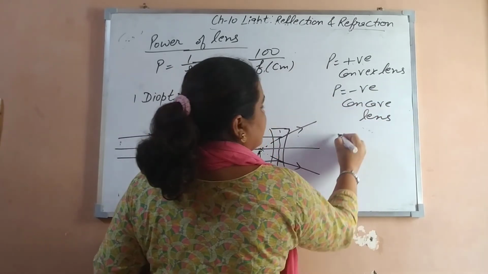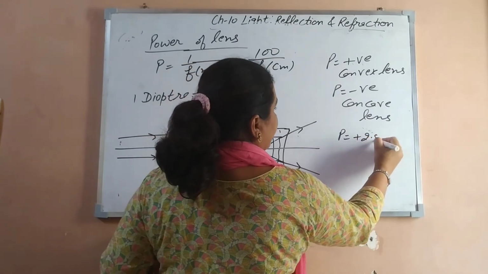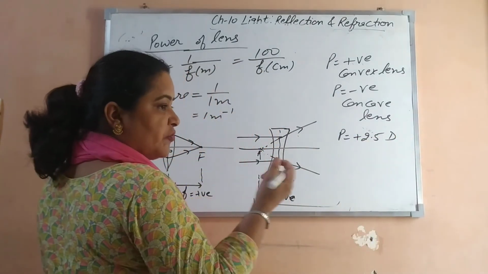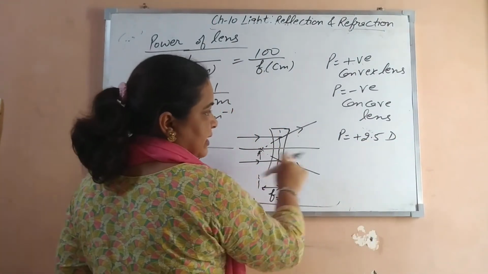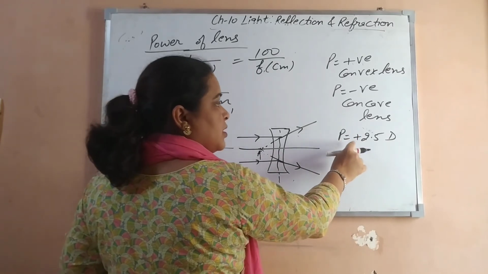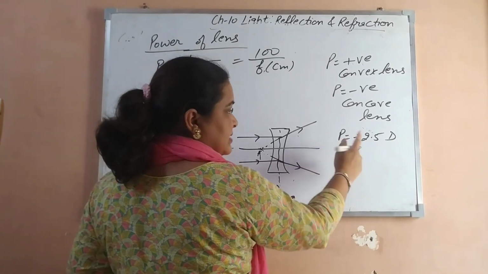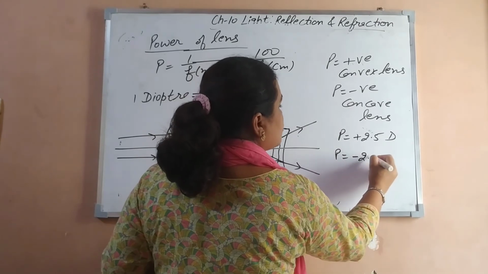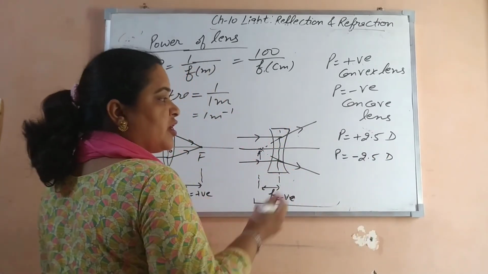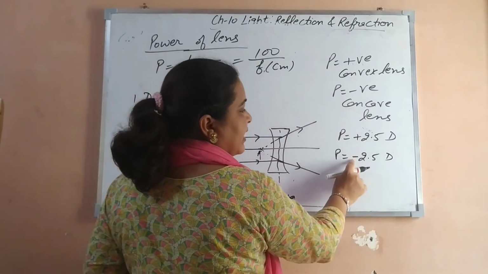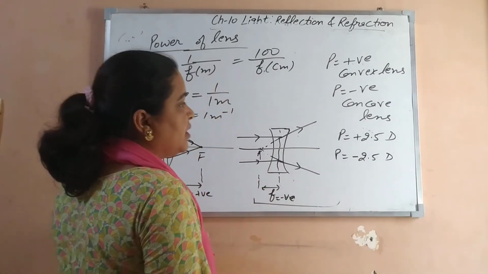Clear? Like if I say power is plus 2.5 diopter, which lens am I talking about? I am talking about a convex lens because it is positive. And if I write power is minus 2.5 diopter, which lens am I talking about? You will say power is negative, so it is a concave lens.